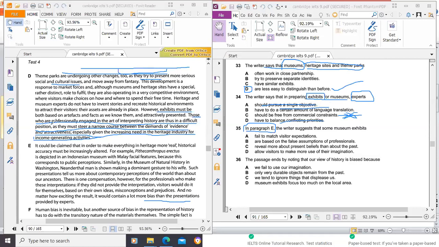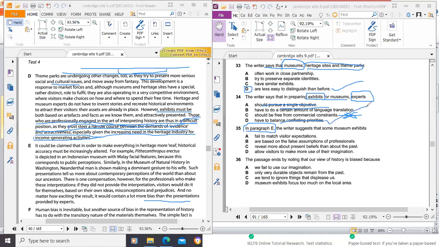Now, how do I come about that? They are in a constrained, difficult position, and they must steer a narrow course between these. Okay, so that leads us to the answer.